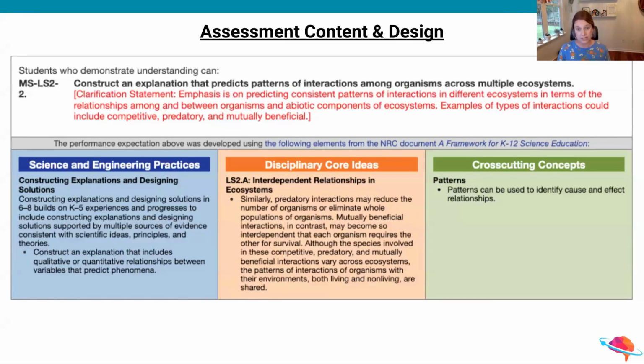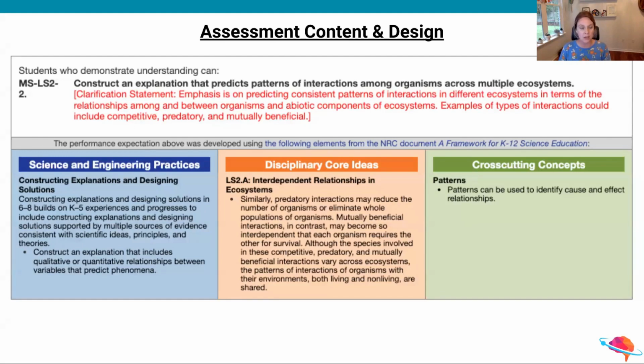this is one of the 6th grade standards that the 7th grade team chose. It's a middle school life science standard, and students are constructing an explanation that predicts patterns of interactions among organisms across multiple ecosystems. That's a very wordy way to say that students are constructing explanations. That's our science and engineering practice. They're understanding interdependent relationships in ecosystems as that DCI. And then that crosscutting concept is patterns. Can you really see patterns and then use patterns to identify cause and effect relationships?